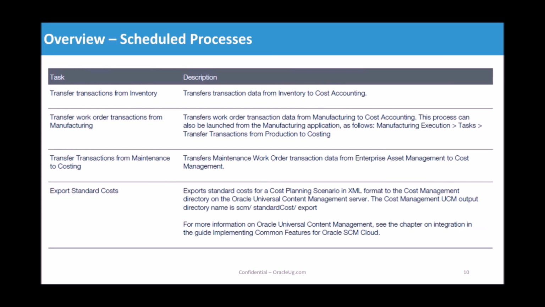Scheduled processes is a new terminology. We used to have concurrent requests or concurrent programs in EBS 11 and 12, and the scheduled process is almost the same thing. Instead of requests or programs, we call it scheduled processes. So these are the important processes that you need to run as part of the costing module. Mostly you will be scheduling them to run every 5 minutes or 10 minutes in production.